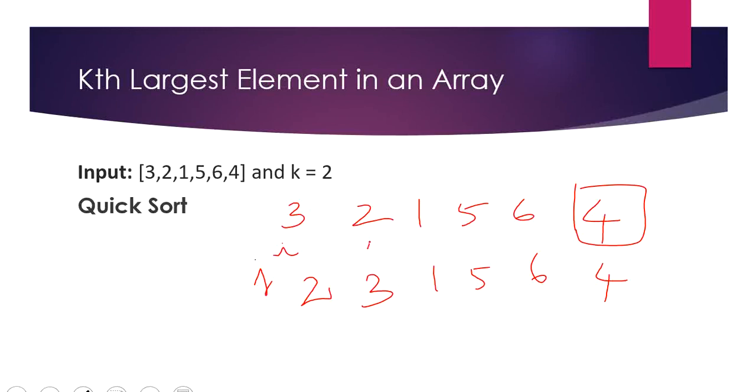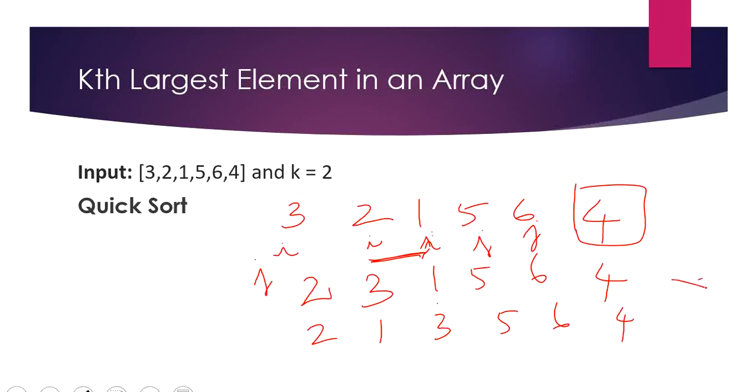Next, i would have been moved here and j would have been moved here. So it checks 1 is again less than 4. It swaps i and j. So now the array becomes 2, 1, 3, 5, 6. 4 stays the same. And again, our i would be here and j would be here. So it checks whether 5 is less than or greater. It is greater than, no change happens. So j moves here. 6 is greater than 4, so no change happens.